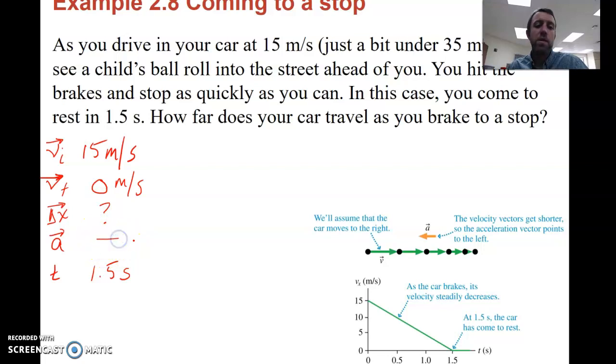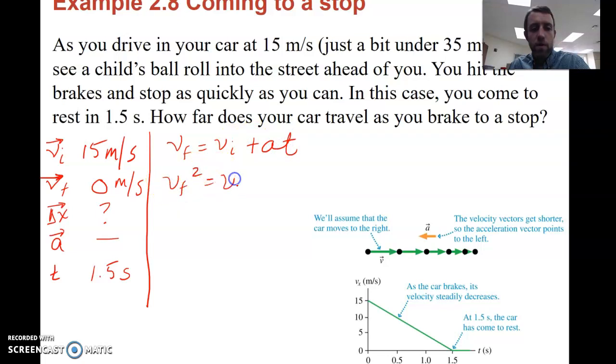It doesn't ask about the acceleration. We could certainly solve for it, but we don't have to. So I'll write these really quick. Vf equals Vi plus A times T. V squared equals Vi squared plus 2A delta X. And then delta X equals Vi times T plus 1/2 A T squared.